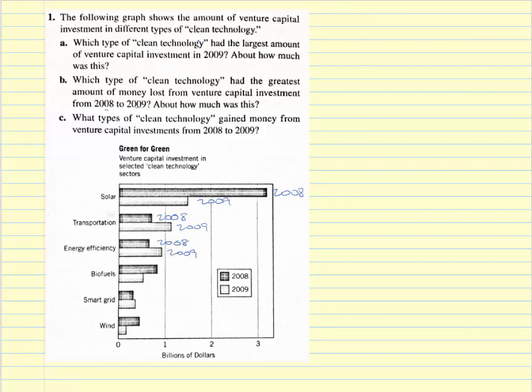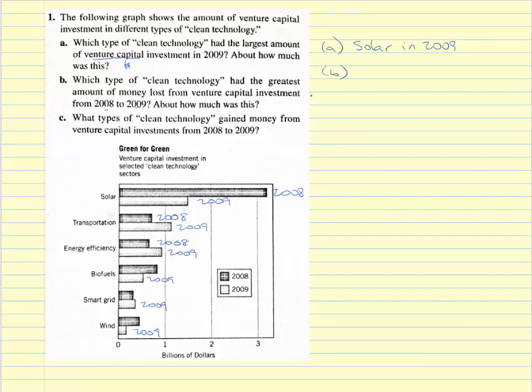So let's ask ourselves in part A, which clean technology had the largest amount of venture capital, which is just a fancy word for money, had the largest amount of money invested in 2009. So if we look at 2009, the light bar that extends the furthest to the right looks like solar. But let's just label the rest of these so you can see. So solar extends out the furthest to the right. So solar is the winner in 2009.